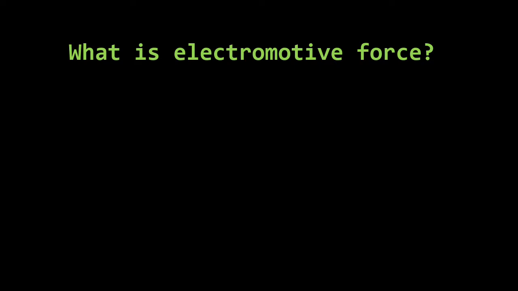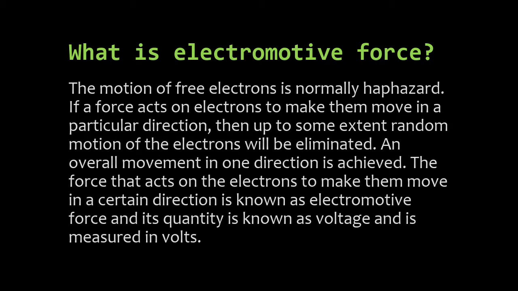What is electromotive force? The motion of free electrons is normally haphazard. If a force acts on electrons to make them move in a particular direction, then to some extent the random motion of the electrons will be eliminated. An overall movement in one direction is achieved. The force that acts on the electrons to make them move in a certain direction is known as electromotive force, and its quantity is known as voltage and is measured in volts.